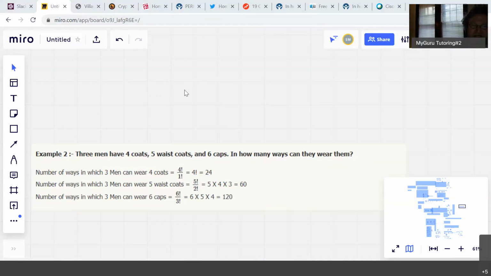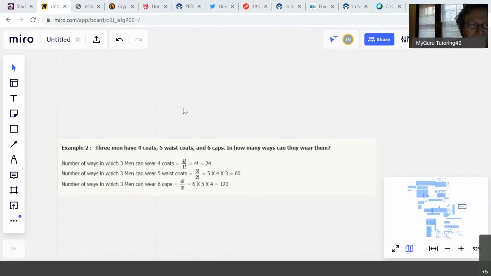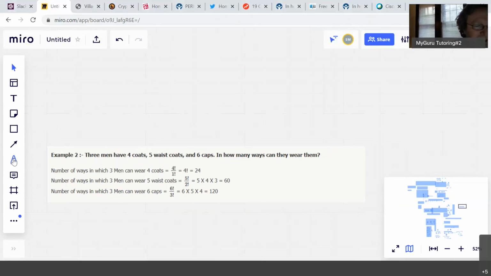How many ways can you arrange 4 coats, 5 waistcoats, and 6 caps? We're saying that we've only got 3 men for each thing there. So what's really going on? We need to figure out our arrangements first of all for the coats. They skip a step in the solution. What you really have for that first thing is: how many ways can 3 men wear 4 coats?